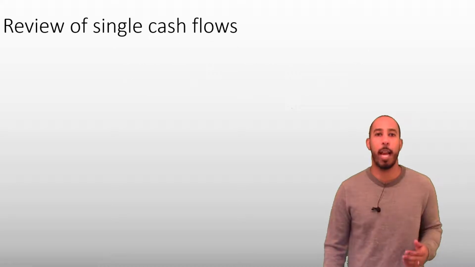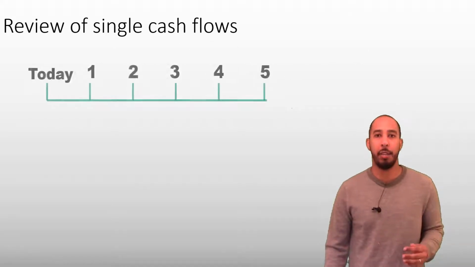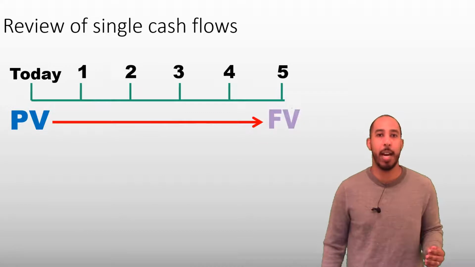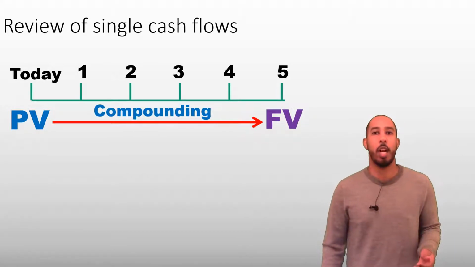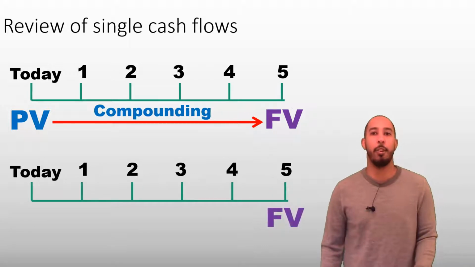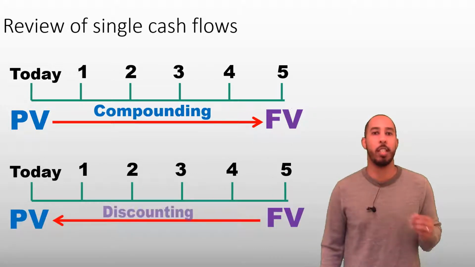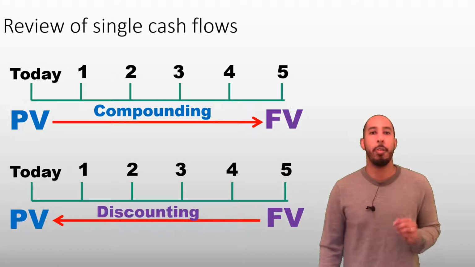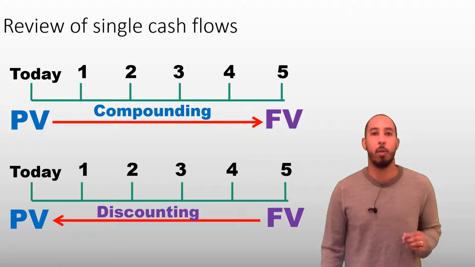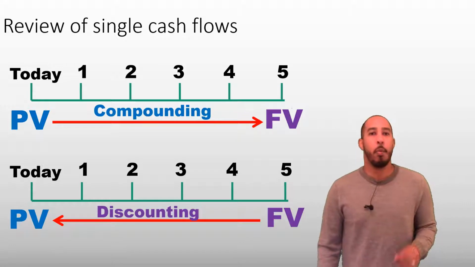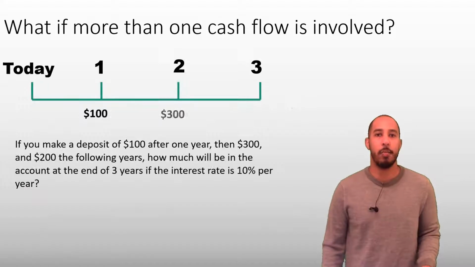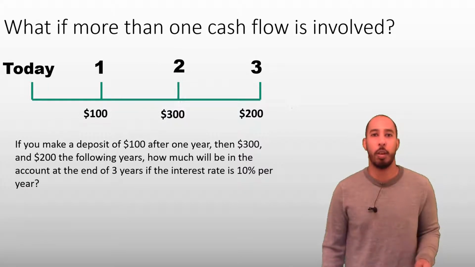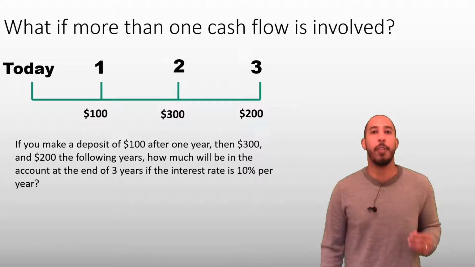First, let's review single cash flows. We can compound, which is taking a value today, the present value, and computing what it will grow to in the future. And we can also discount, which is taking a cash flow from the future and determining what it's worth today. Notice that in both of these diagrams, we're just manipulating a single cash flow. But what if we have more than one cash flow in the scenario? What if we make a deposit of $100 and then $300 and then a $200 deposit? How could we figure out what's going to be in this account at the end of 3 years?